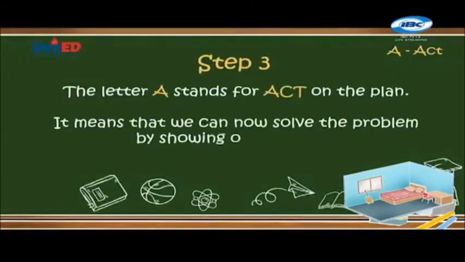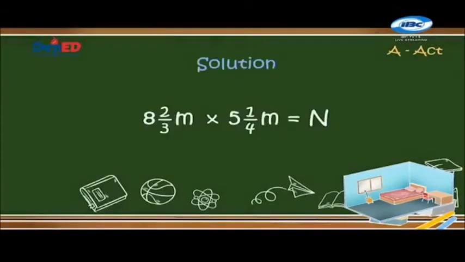Step 3. We already have a plan, so letter A stands for act on the plan. It means let us solve now the problem by showing our solution. 8 2/3 meters times 5 1/4 meters equals n. Remember the steps in multiplying mixed numbers. 8 2/3 times 5 1/4.